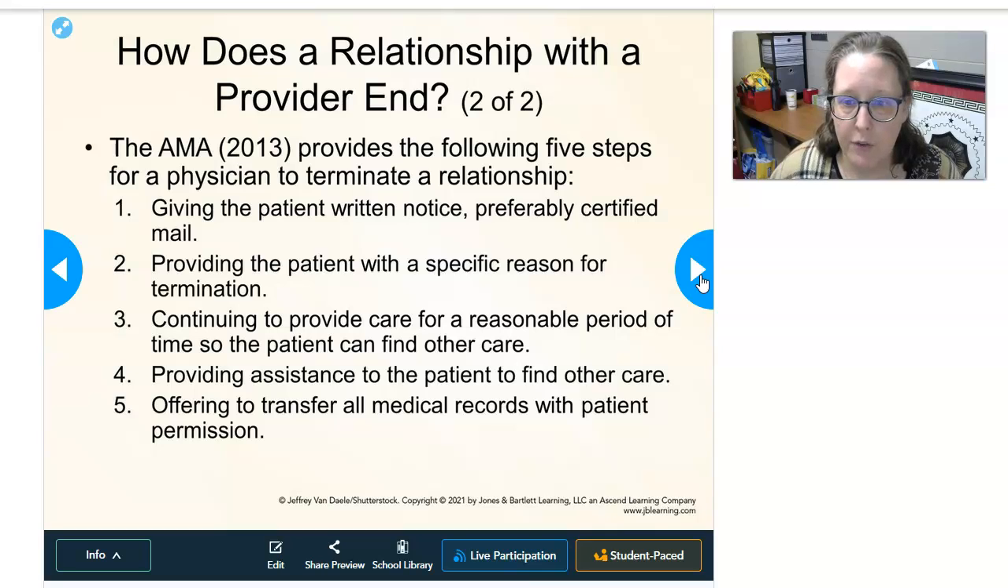Continuing to provide care for a reasonable period of time so the patient can find other care. Right, so okay, we'll see you here for another month or whatever. We'll see you for X amount more days or months until you can transition to a different primary care provider. A lot of times they'll go ahead and list some primary care providers that might be able to take that patient on. And then it can also offer to transfer all the medical records, with the patient's permission, to their new provider.